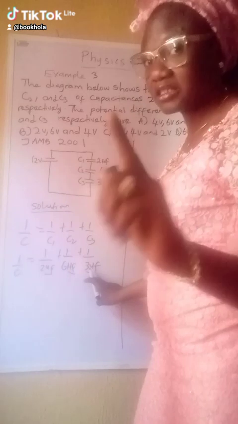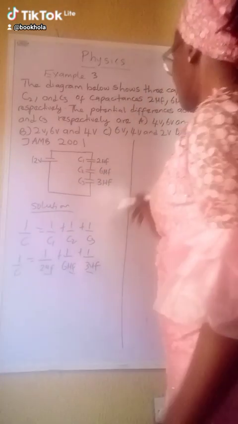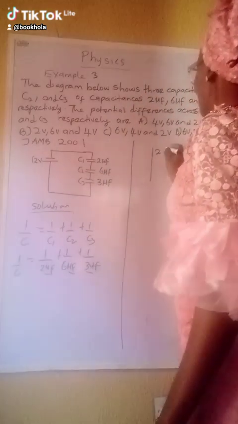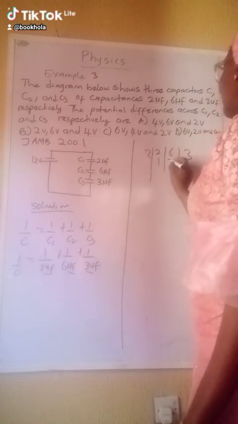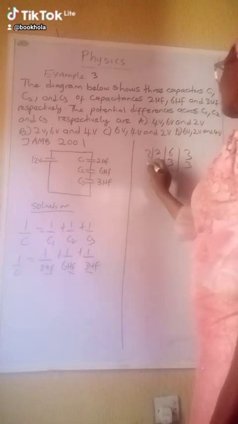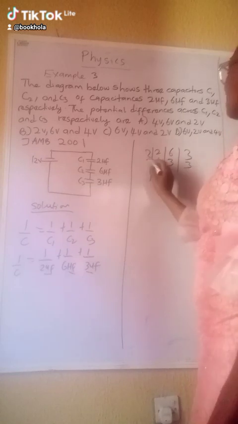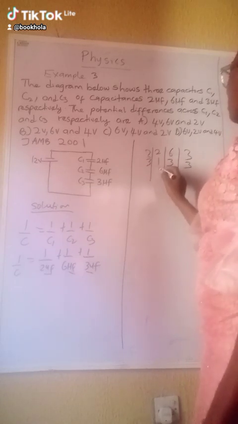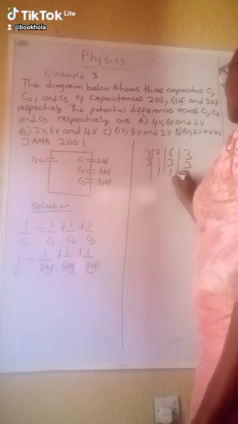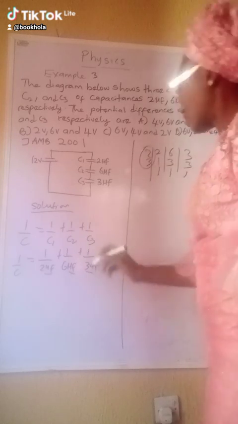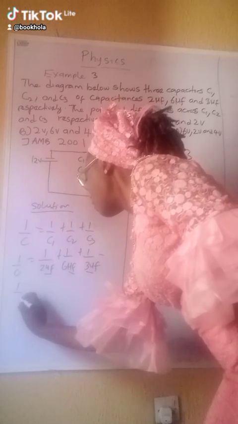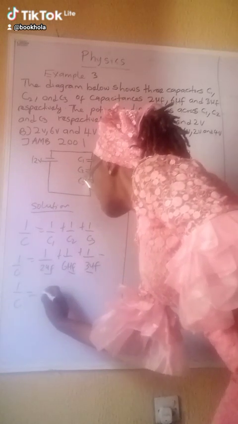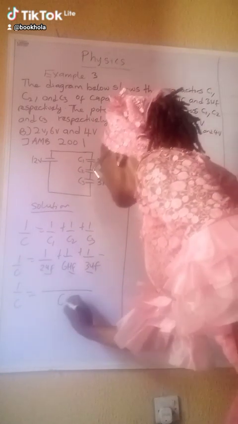Are you sure you can find the LCM of 2, 6, 3? Just in case you don't know, let me do this. 2, 6, 3. 2 here, 1, 2 here, 3. 2 cannot go here. The next available number that will go is 3. 3 here is 1, and 1 is coming down, 1, 1. So 2 times 3 will give us 6. So we have the LCM. Let me bring it down. So we have 1 over C is equal to something all over 6.